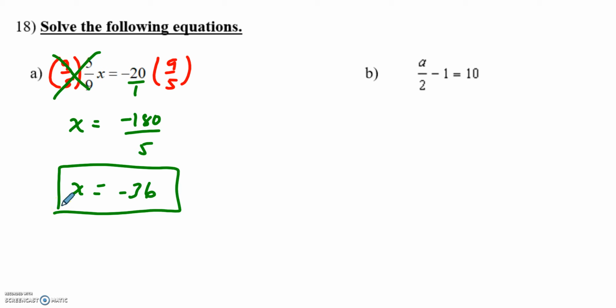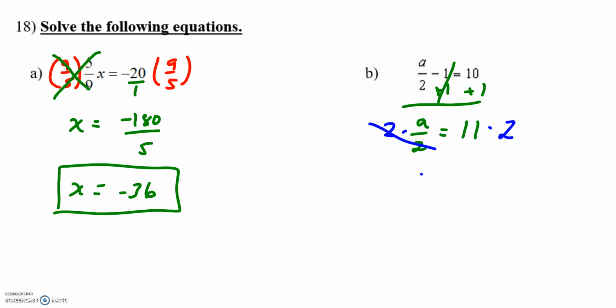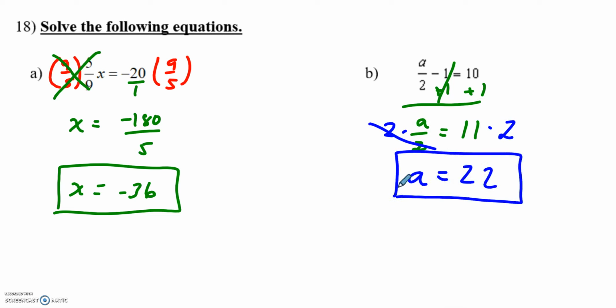In part B, my goal is to get A alone. So the 1 is not attached, so I'm going to move that to the other side first. I have A over 2 equals 11. Now on the test, I noticed that some of you did multiply by 2 first. We can't do that yet because we need to move the least attached thing to A to start. We are not done yet because A is being divided by 2, so the inverse is to multiply by 2. So you'd have A equals a positive 22 as my final answer.